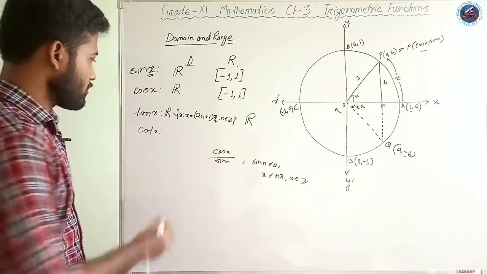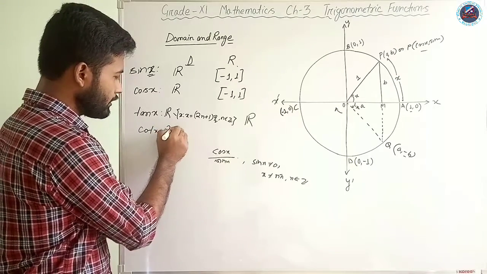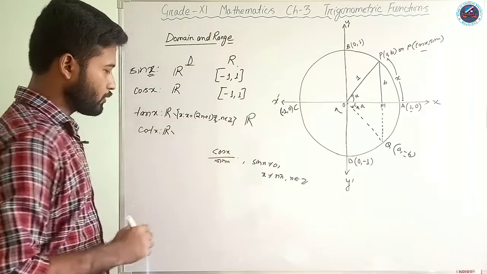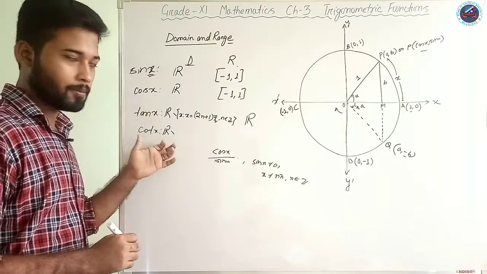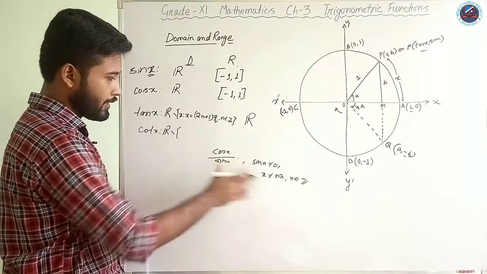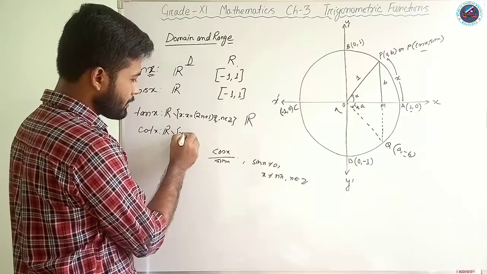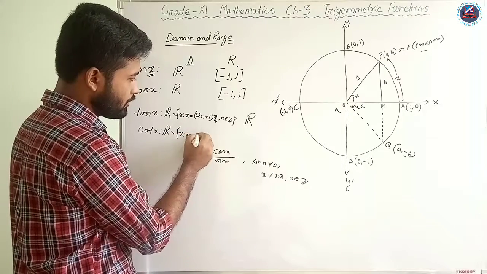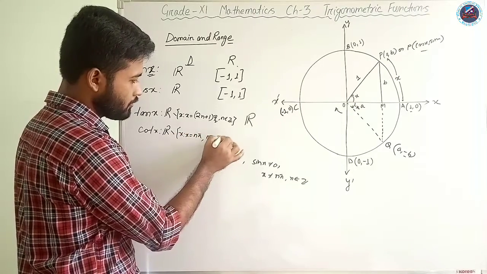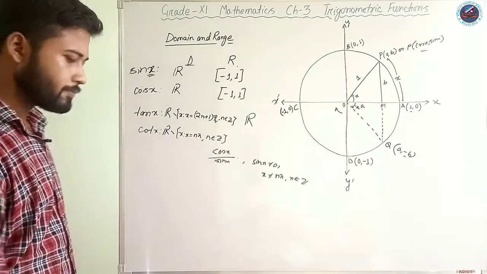Fine. So what will be the domain? The domain of cot will be R, all the real numbers except what? Except these values, that is, except x such that x is equal to n pi and n belongs to the set of integers. Okay.